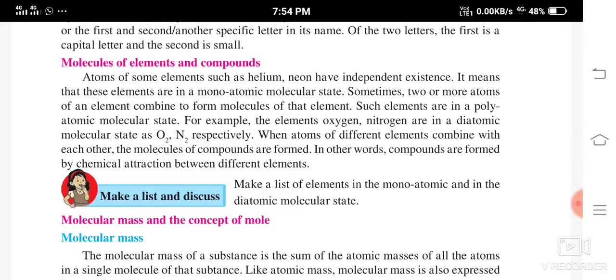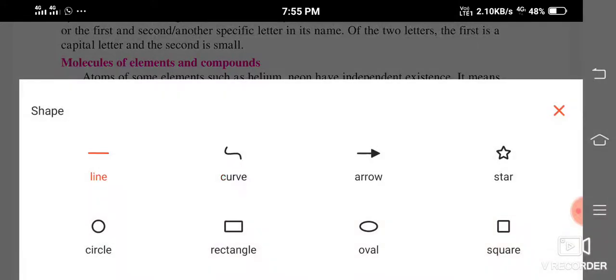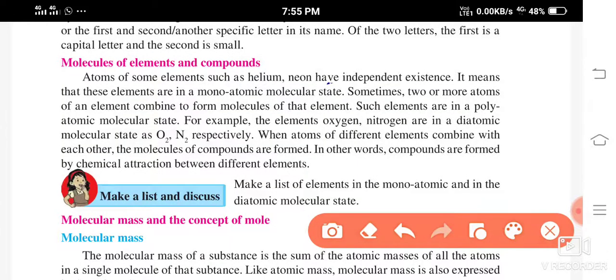Now see the molecules of elements and compounds. Some of the elements like helium and neon can exist independently. They need not combine with any other element or even with themselves. In an independent state, that is in monoatomic molecular state, they can exist. Mono means single. In a single atom they can exist in nature.